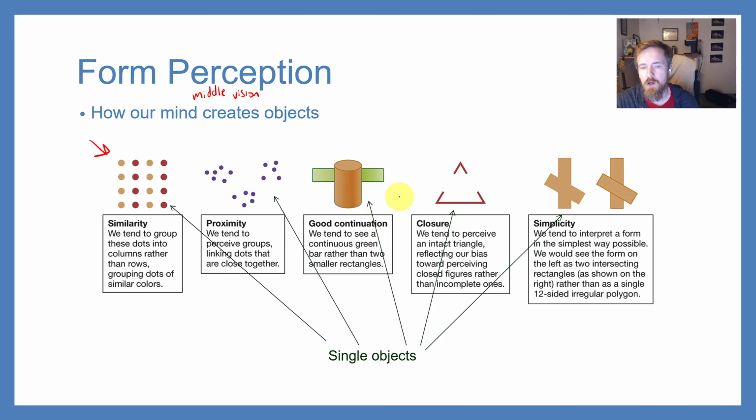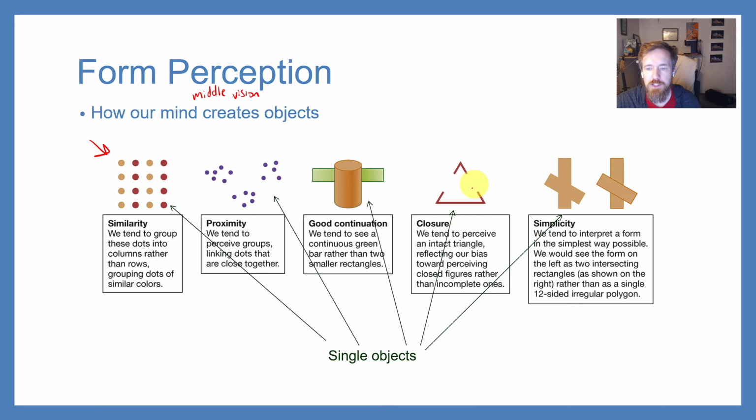Here's an example of what's called good continuation. If I asked you to say what's going on in this image, you'd probably say that we have a cylinder and behind it we have a green rectangle that stretches behind it. Most people are not going to say we have a cylinder and 2 green rectangles on either side of it, because our brain inherently perceives that this line is going to continue behind that cylinder.